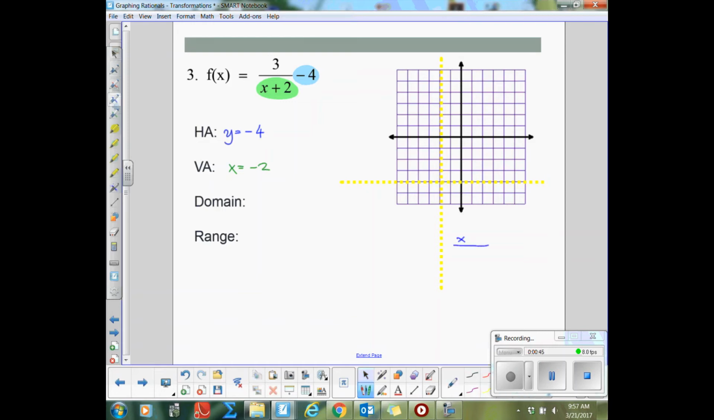I can plug in a number or two to the right of x equals negative 2. How about plugging in a negative 1? That gives me 3 minus 4. If I plug in a positive 1, 3 divided by 3 is 1, minus 4. Ooh, I got lucky with those choices.